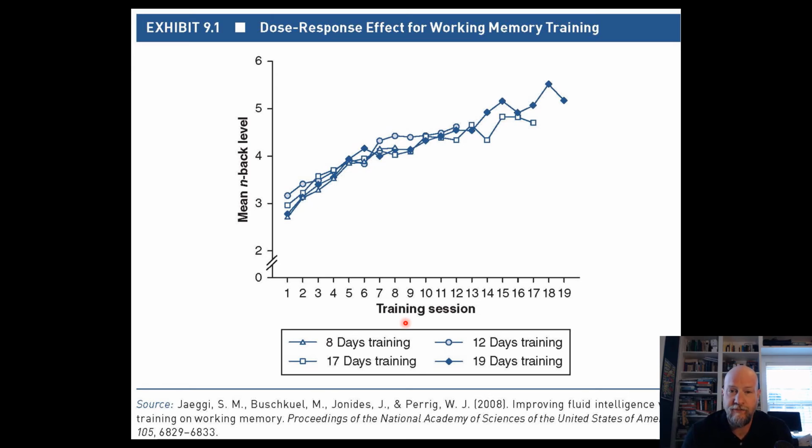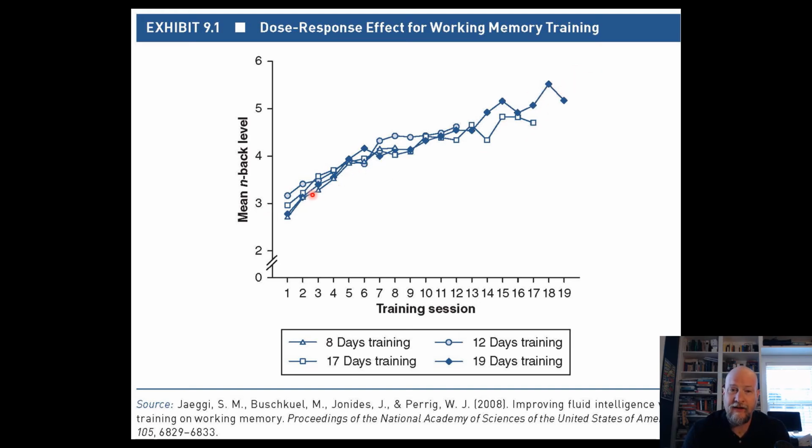And what this shows is that the trend continues with additional sessions. Now, if you track this graph out, what you'll find is that it is starting to plateau. But ultimately what you're seeing is, for example, with the 19 days training, people are continuing to do better on the test of working memory. There is some improvement. And so this is what's called a dose response effect.